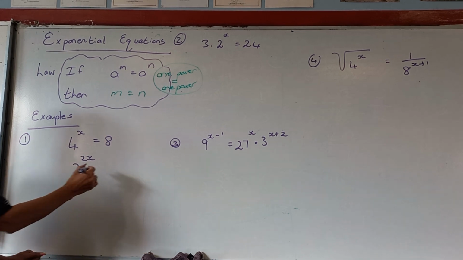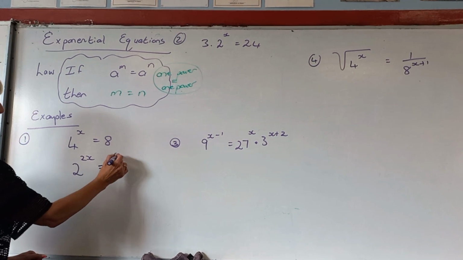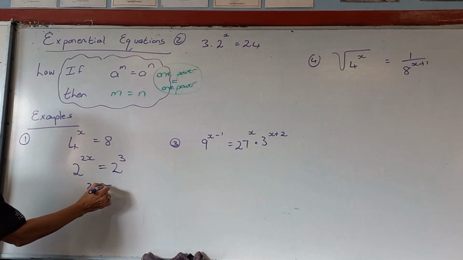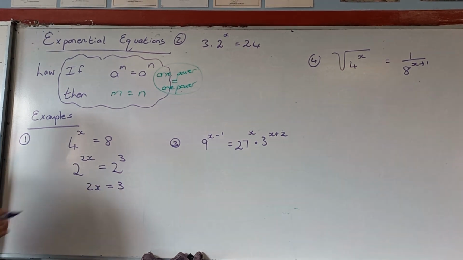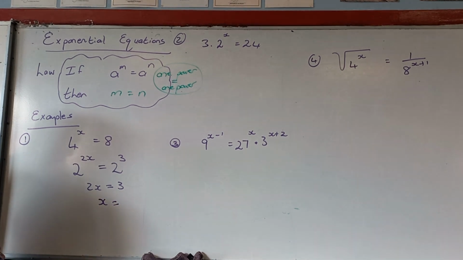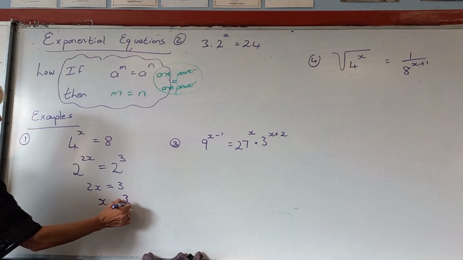What about the 8? 2 to the power of 3. And therefore, what happened to those bases? I made a logical deduction. Let you know what's going on here. Don't shout, please. So x is equal to 3 over 2.